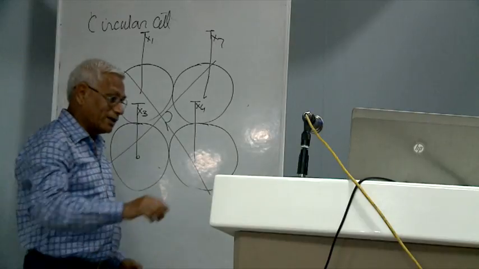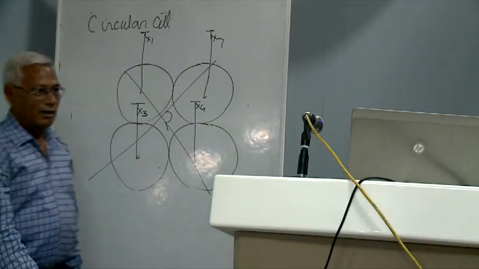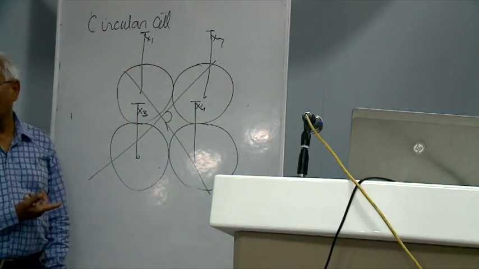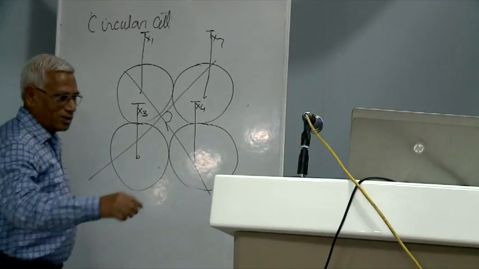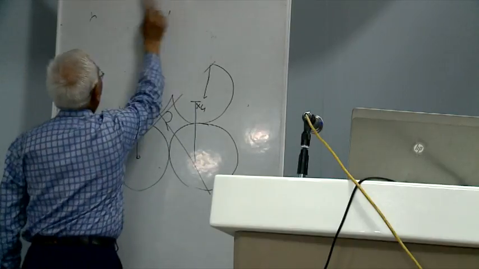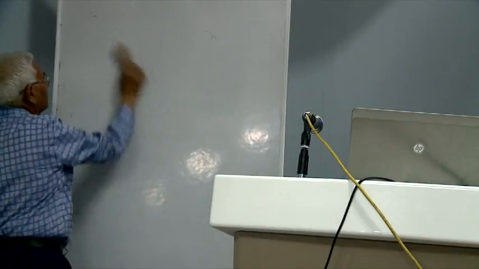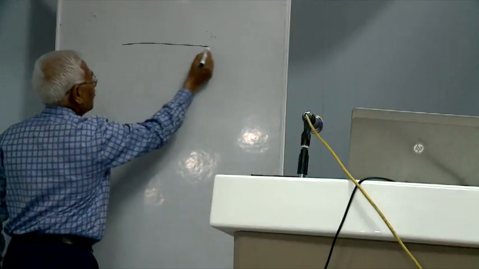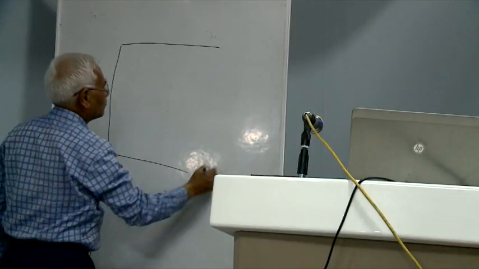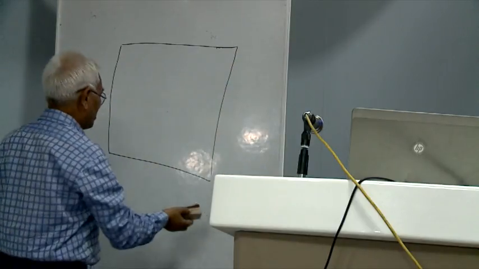Let us see some other cell. And this was the gap. Because of the gap, we cannot use the circular cell. Let us take some other cell. What is the other cell? Rectangle. I'm sorry, the drawing is not correct.